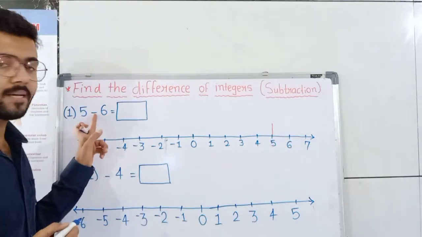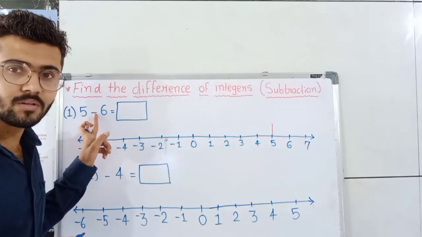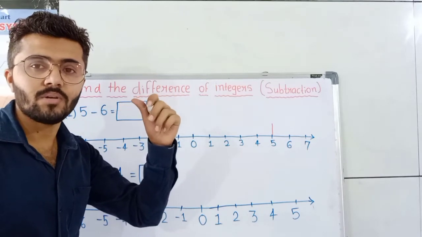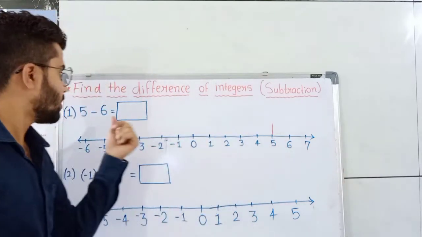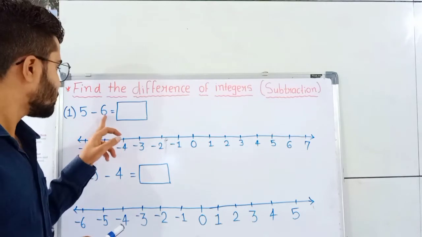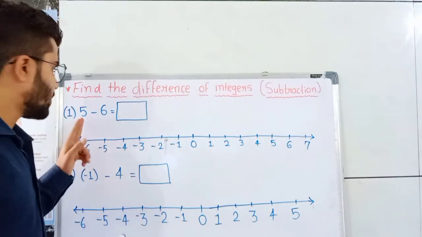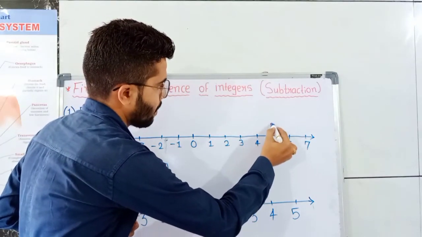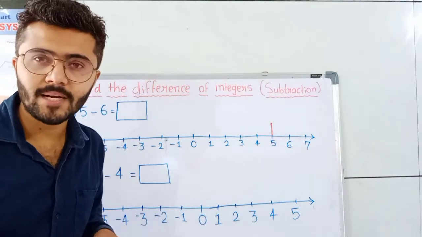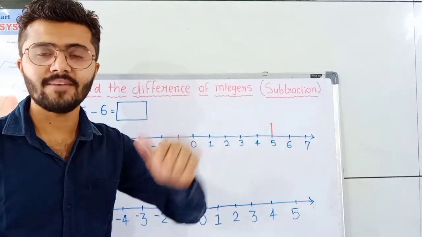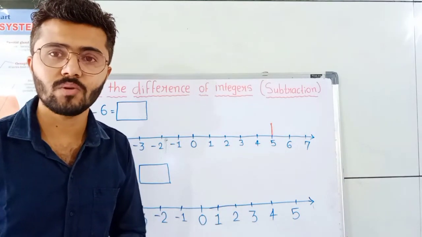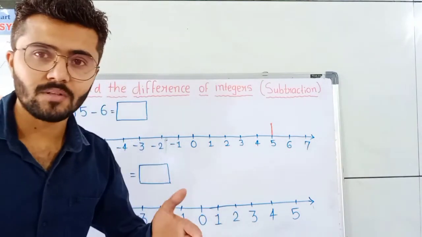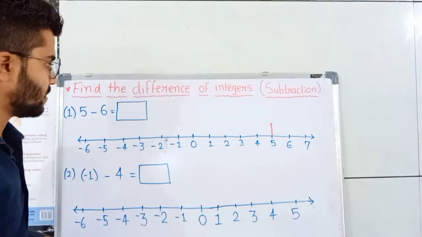Now important thing is we are subtracting the given numbers, so we will move left hand side. In addition, what we did, we moved right hand side. So now we have to minus 6 from 5. So where are we standing? We are standing on 5. Now as we have to subtract the numbers, we will move on the left hand side. In the previous task, when it was addition we moved right hand side. Now it is subtraction, so we will move left hand side.